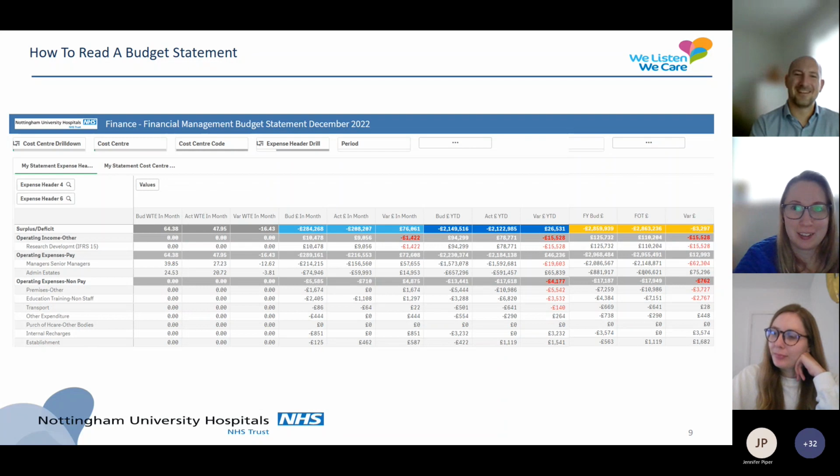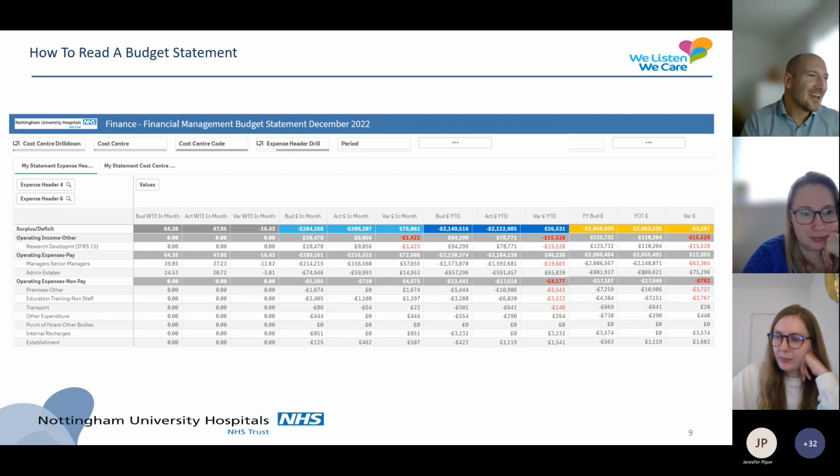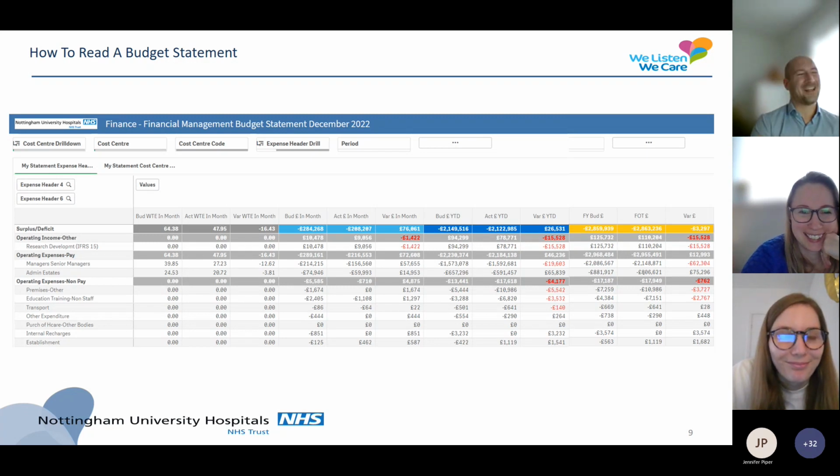Okay, exactly. So this is just one of our standards. I've shared with you my budget statement. Luckily, I'm actually not overspent, so that's a good start. At least I'm practicing what I preach.